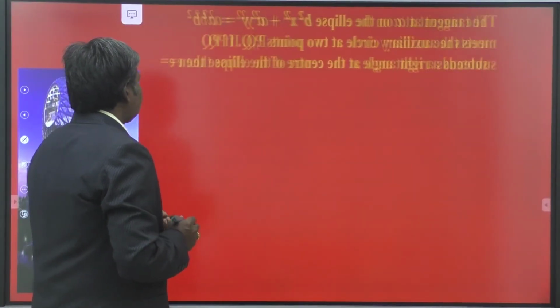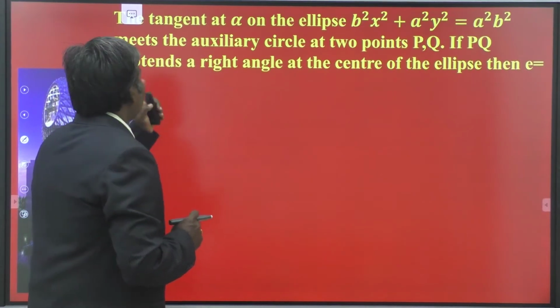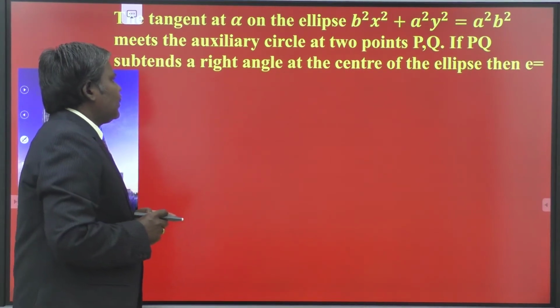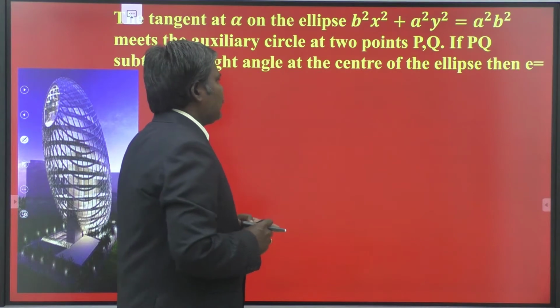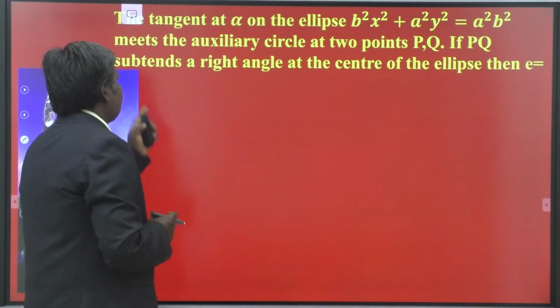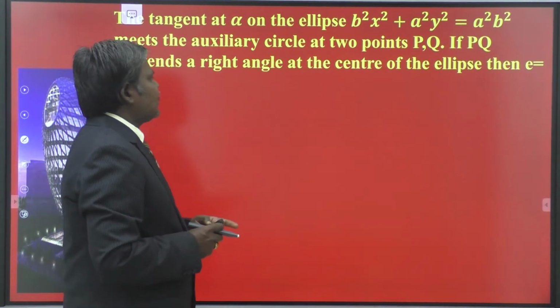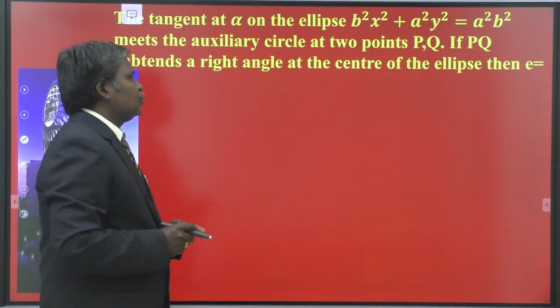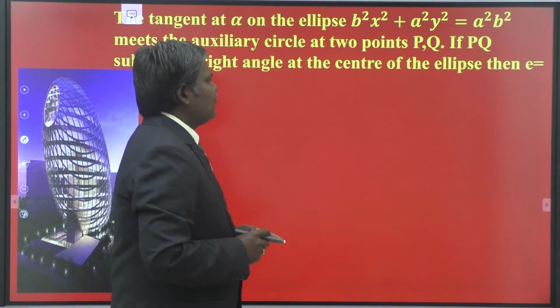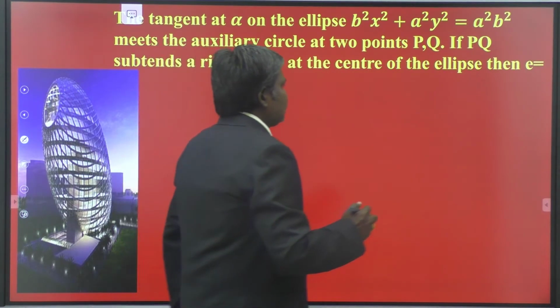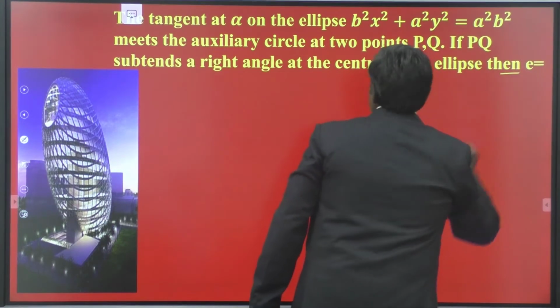Next one. The tangent at alpha to the ellipse b square x square plus a square y square is equal to a square b square meets the auxiliary circle at 2 points P, Q. If PQ subtends a right angle at the center of the ellipse, then the eccentricity of the ellipse is what? This is your question.